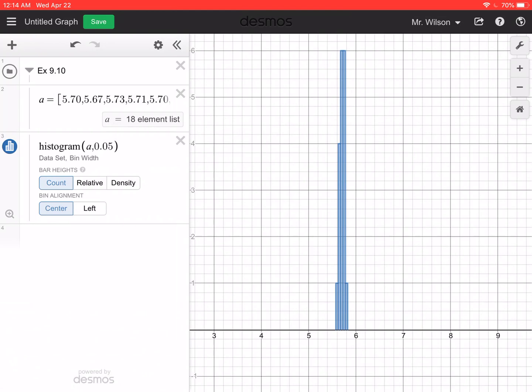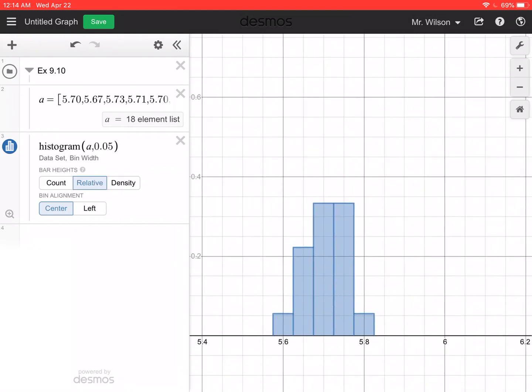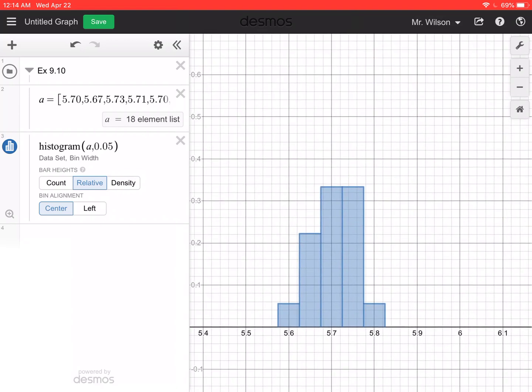And if you notice the shape here, the ones on the outside are a little bit shorter, the ones towards the middle are a bit taller, right? So it may not be perfectly symmetric, but it looks pretty close to normal, right? If I do relative, you can see, most of the, you could picture drawing a bell-shaped curve over this, roughly. Okay, so we are going to go ahead and conclude that it's normal.